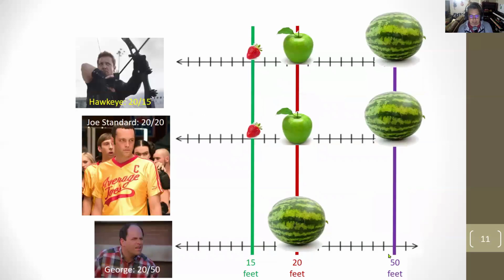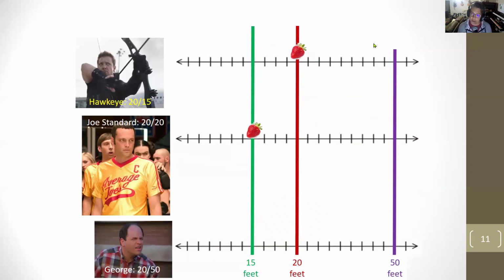Okay. Now let's say we got Hawkeye and he's got better than 20/20 vision, just like my wife after her LASIK surgery. She sees about 20/15. So what does this mean? It means Hawkeye can see at the same distance as Joe Standard. He sees with as good or better, but also he can move things further away. And so what Joe Standard sees at 15 feet, that same clarity can be achieved by Hawkeye at 20 feet. And again, notice 20/15, 20 feet, 15 feet. That's where that comes from.